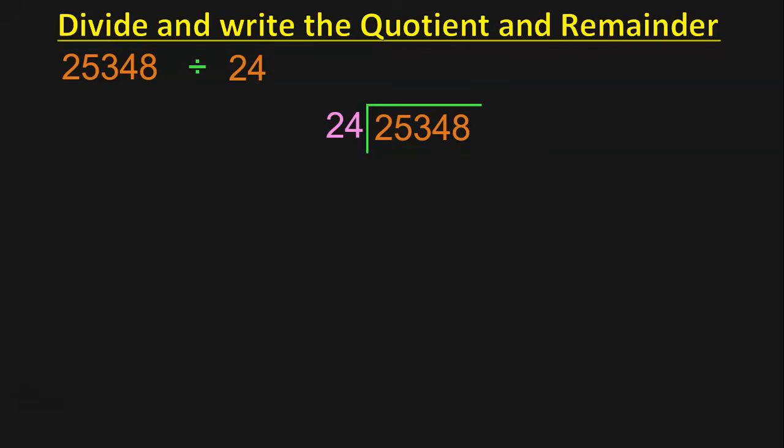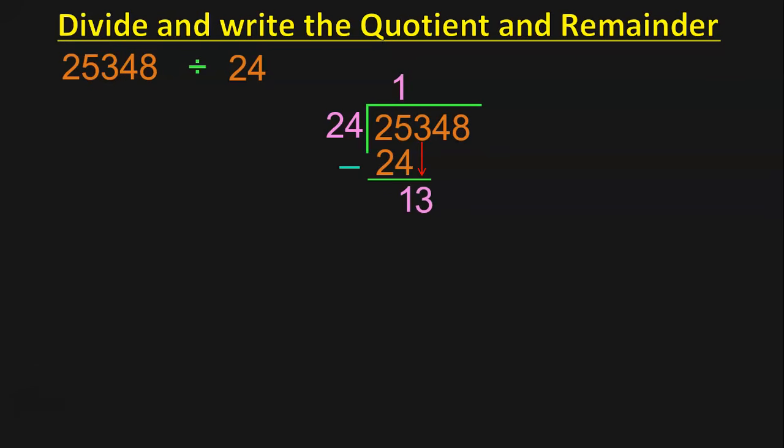First take the number 2. 2 is very much lesser than 24. So next consider the digits 25 together. How many 24s are required to make 25? We can just take 1. So 1 into 24 is 24 and you have a remainder of 1. Next step is to bring down the number 3. So now the remainder is 13.